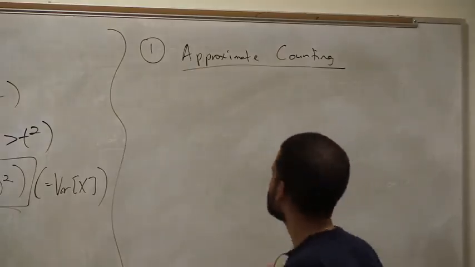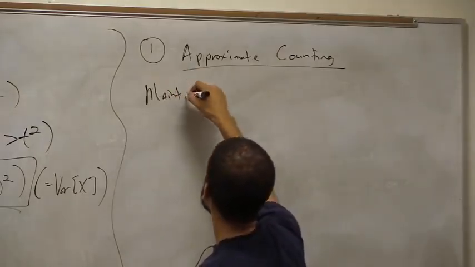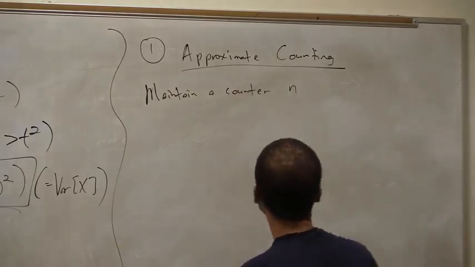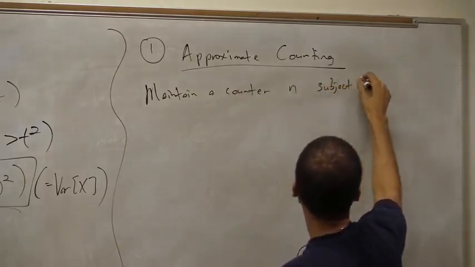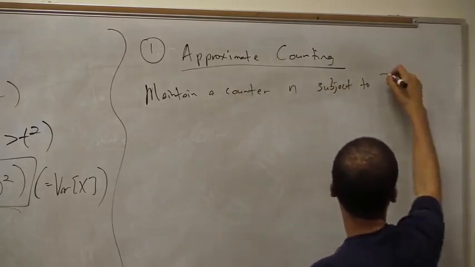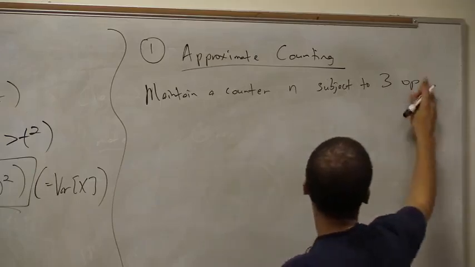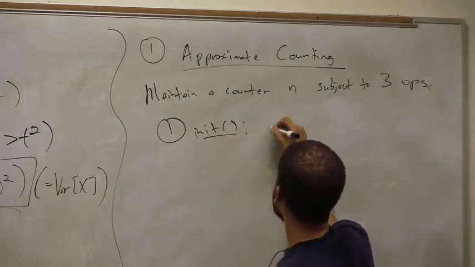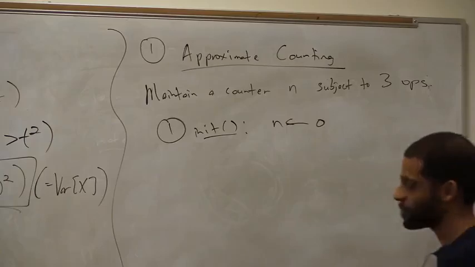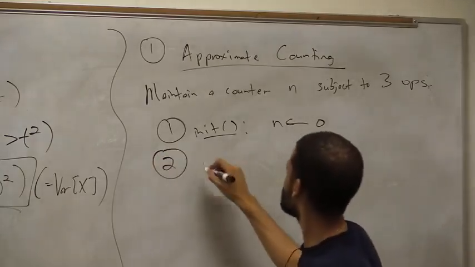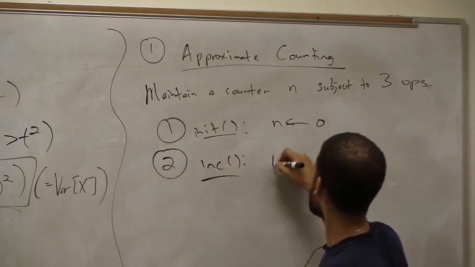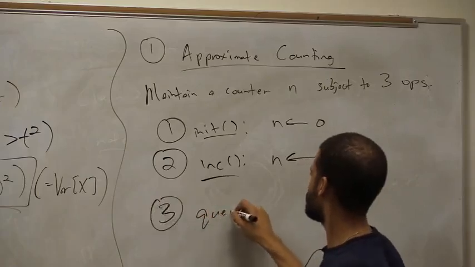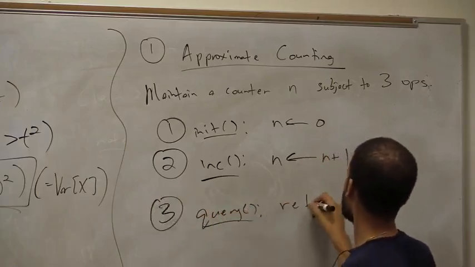So what's the problem here? I want to maintain a counter n subject to 3 operations. One is initialization. It just sets n to 0. 2 is increment. It just increments n by 1. And 3 is query. When you query, you should just return n.